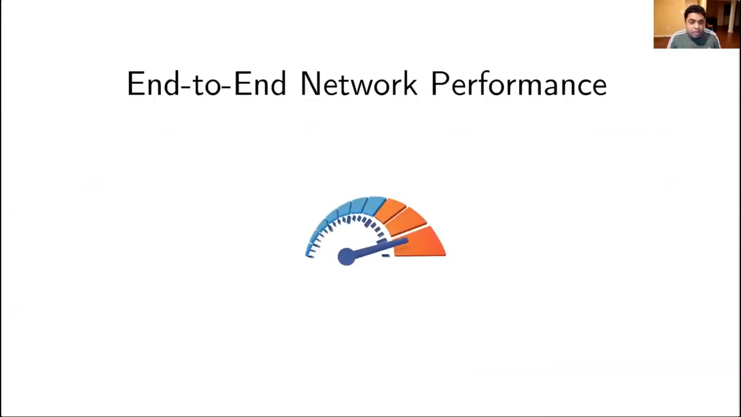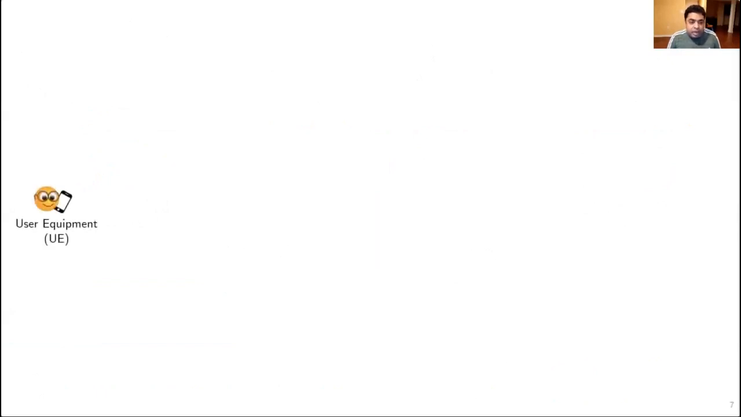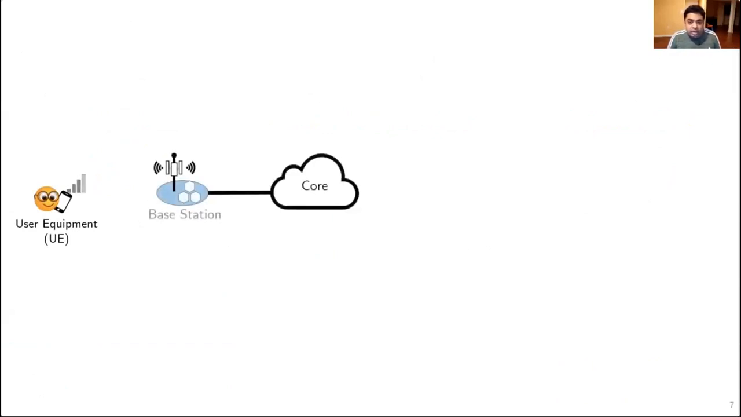We begin by first talking about the end-to-end network performance. A typical end-to-end path includes the end user or UE connected to the carrier's base station, which is then connected to the carrier's core. The core further acts as the gateway to the internet.